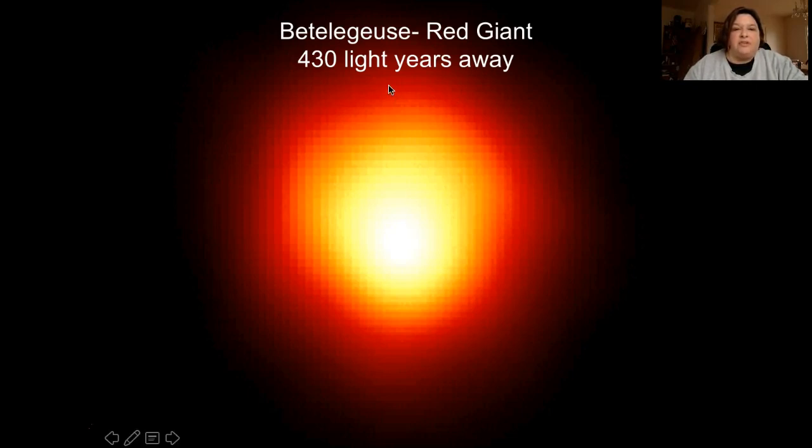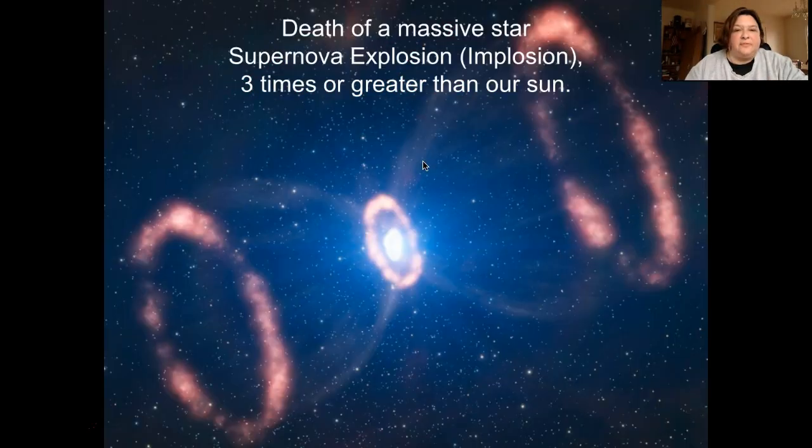This one is 430 light years away, and it is one of the brightest red giants that we can see in our sky. It's very, very, very red. If you ever get to see it in the sky, you can definitely tell that it's a red giant. So when a massive star, let me go back for a second. Betelgeuse is actually a red supergiant, so I misspoke. But when a supergiant does explode, it becomes a supernova.